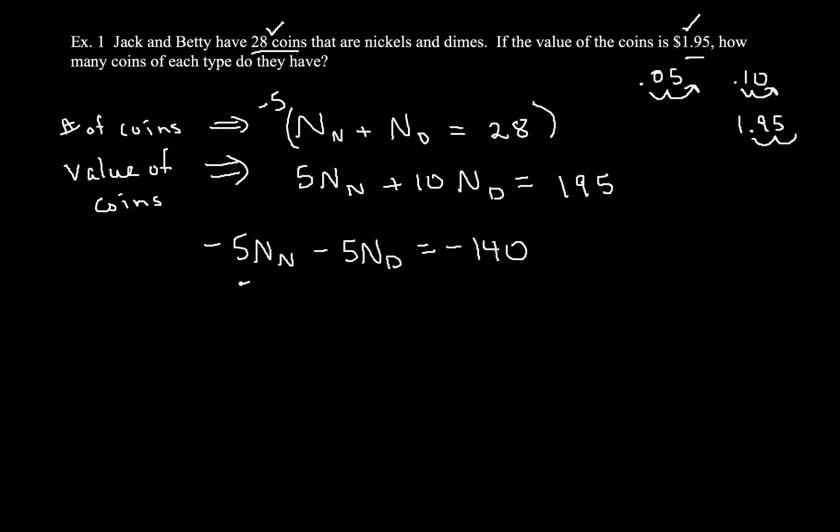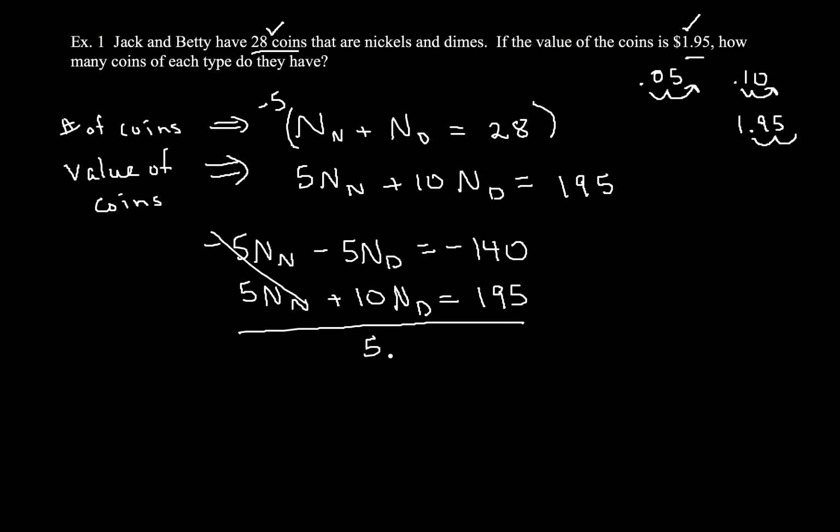And the second equation, we don't have to multiply it by anything, because when we add it to the first equation multiplied by -5, the nickels are going to add out. And we add these up. And we're going to get 5. These subtract from each other, so we get 5 number of dimes equals 55. And so the number of dimes is going to equal 11.